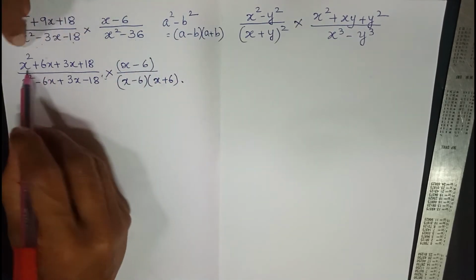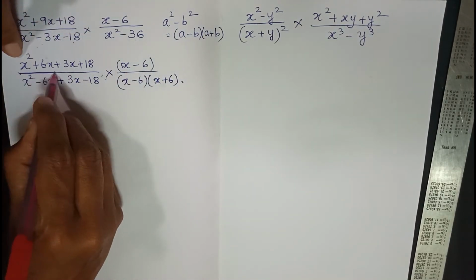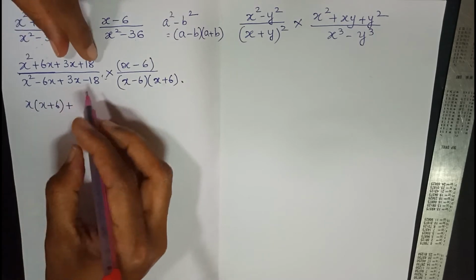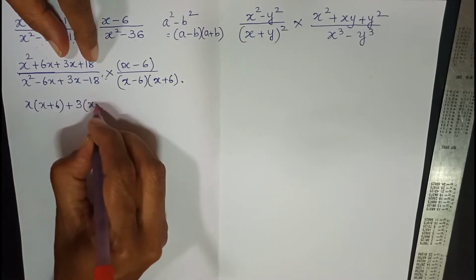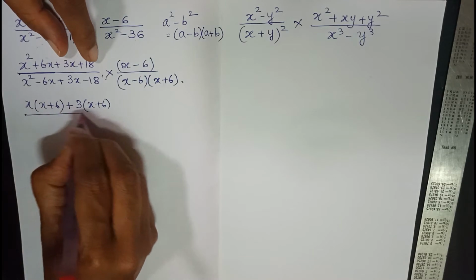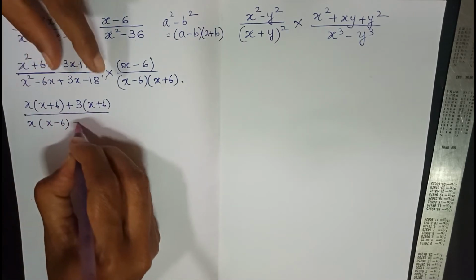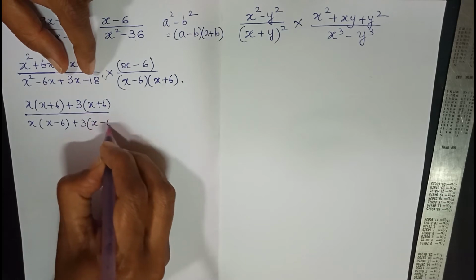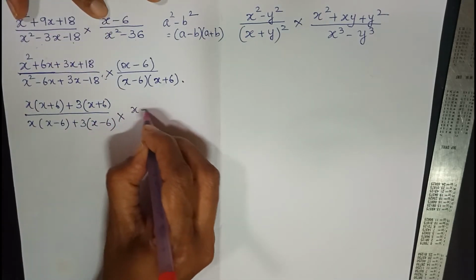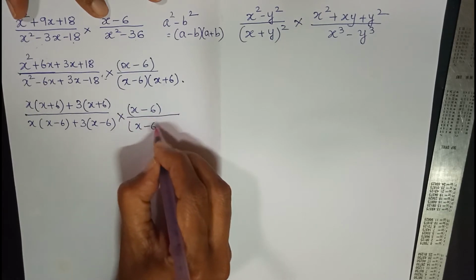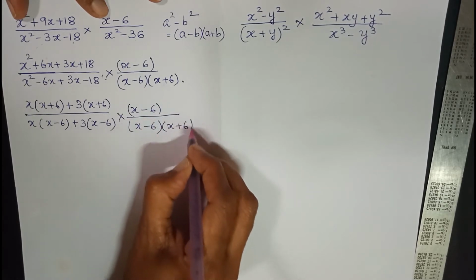So now let's take 2 brackets at a time and solve. From these two we can remove x common. What remains is x plus 6. From here we remove 3 common. Again x plus 6. From these two again x. So x minus 6. From here 3. Again x minus 6. All these formulas we have already learnt. We are just simplifying sums using those formulas.